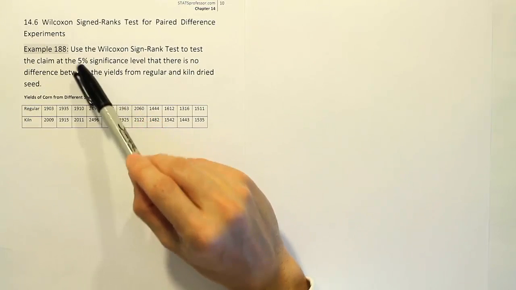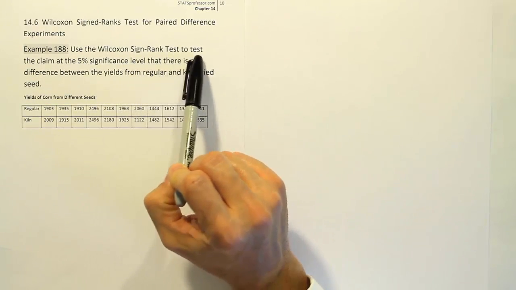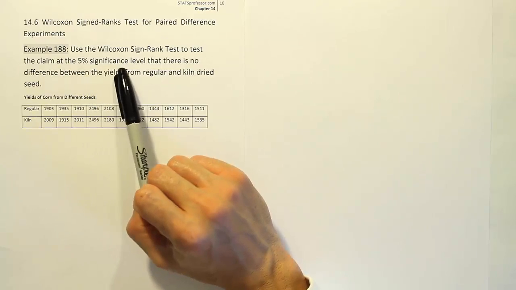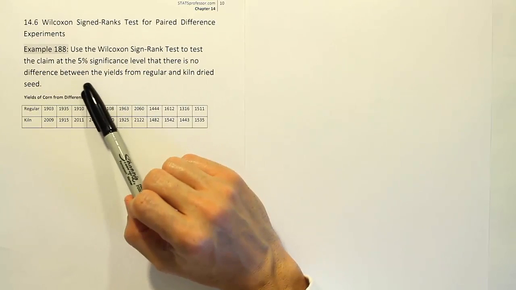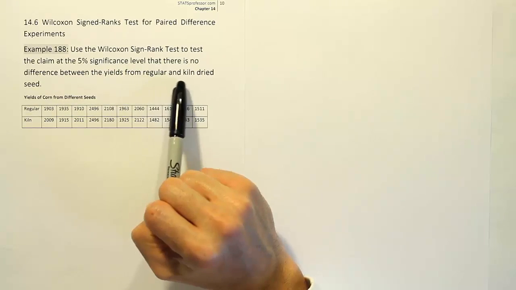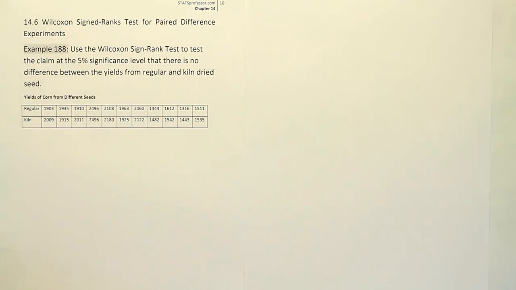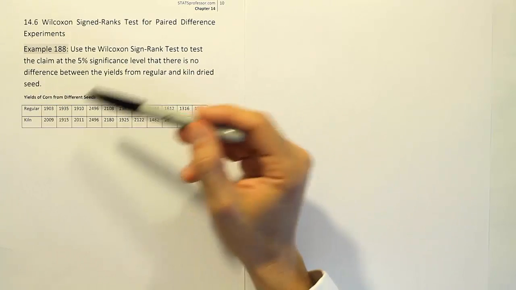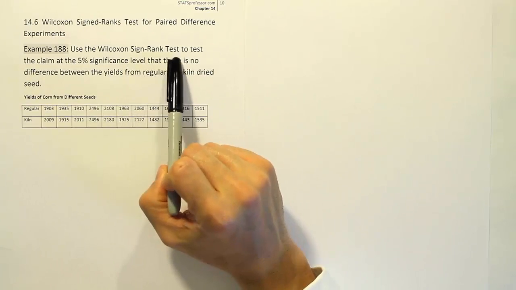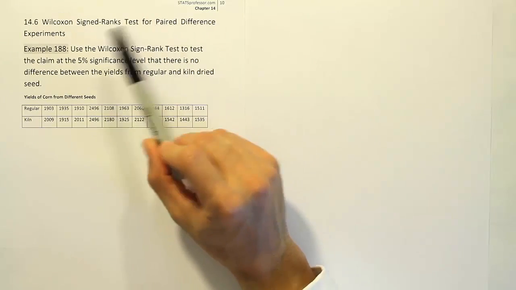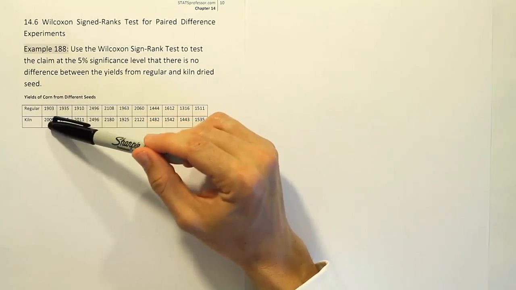Example 188, use the Wilcoxon signed rank test to test the claim at the 5% significance level that there is no difference between the yields from regular and kiln-dried seed. So they have the yield of corn for different seeds. They're telling us to use the Wilcoxon signed rank test, which means this is a paired difference experiment or a dependent scenario.